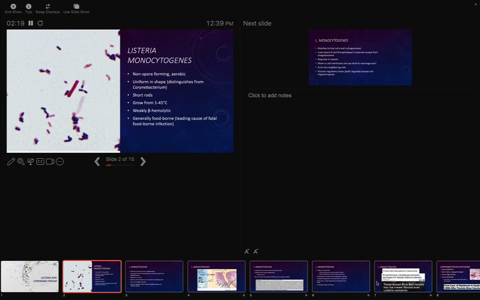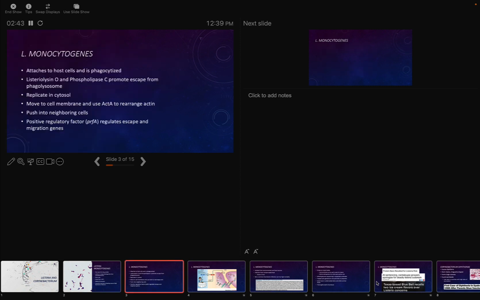It can be beta hemolytic. It's not as strong as some of the things like staph or strep that we've talked about before. So you may not see a huge clearance, but you will see a clearance around the colonies. And we typically think of Listeria monocytogenes infection as a foodborne illness. So not respiratory, not wound, you ate something or drank something.